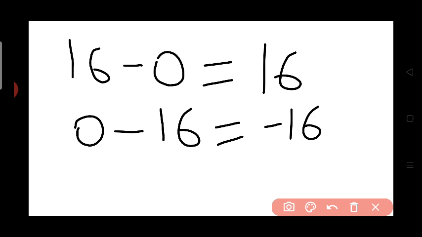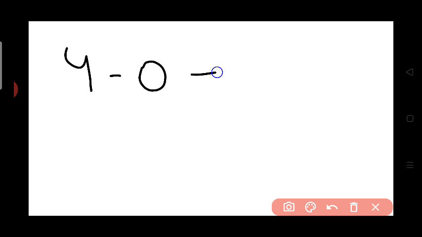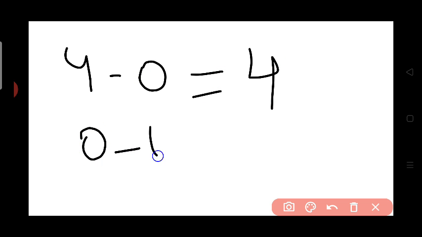Okay, another example we can take: 4 minus 0. What will it come to? 4. But if 0 minus 4, what will it be? Whatever comes is not the same. That means the property of 0 is not defined as true in case of subtraction.